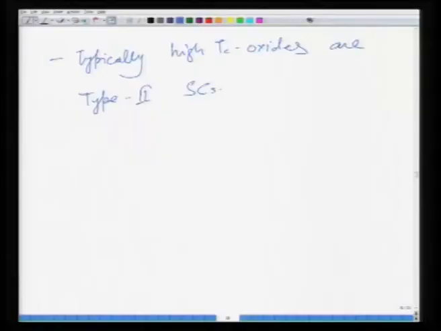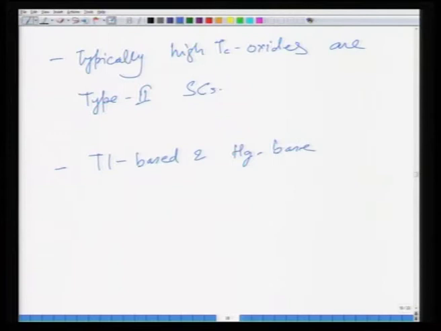For instance, the major focus was on thallium based and mercury based compounds, which showed much higher TCs. So I'll show you some of the structures: the compound, its TC and structure. What you will see is that most of these oxides which were discovered had a very simple perovskite based layered structure. That made life of crystallographers much easier in understanding them.